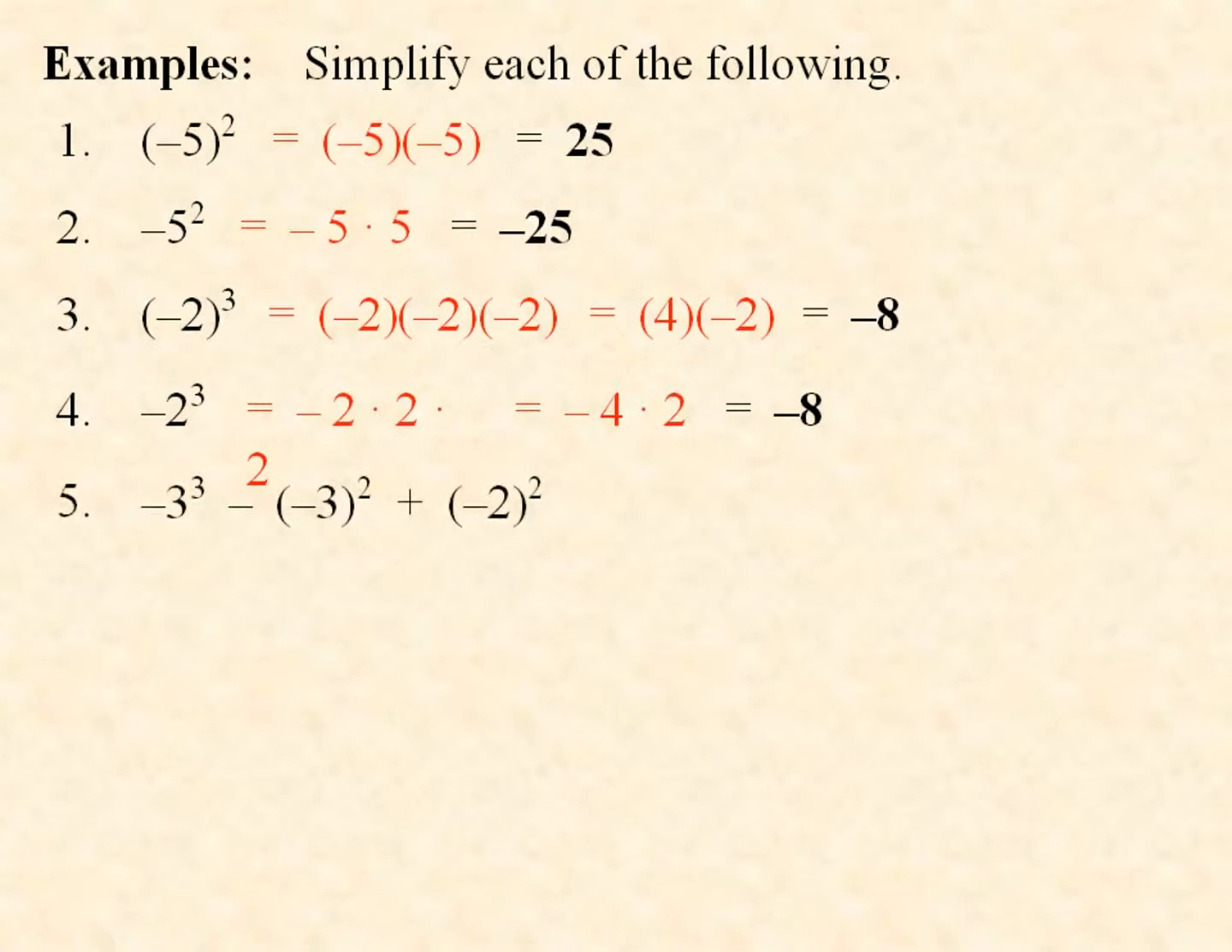Negative 3 to the third power minus parentheses negative 3 squared plus parentheses negative 2 squared. We have 3 powers to deal with here. The first is the opposite of 3 to the third power. Then we have subtraction, minus negative 3 times negative 3, and addition, plus negative 2 times negative 2. So if we look at each of these terms, we have negative 27 for the first term, minus positive 9 for the second term, plus positive 4 for the third. And that gives you negative 32.